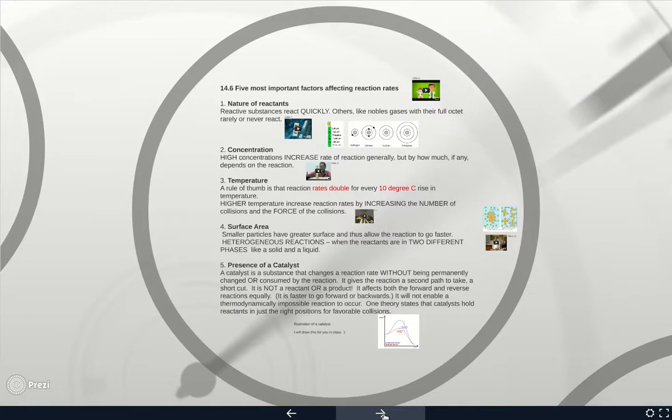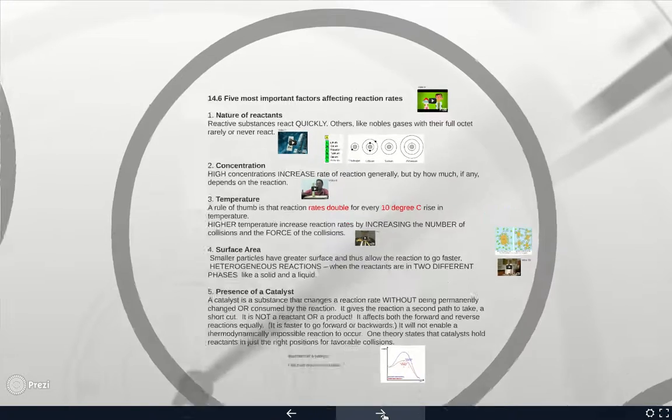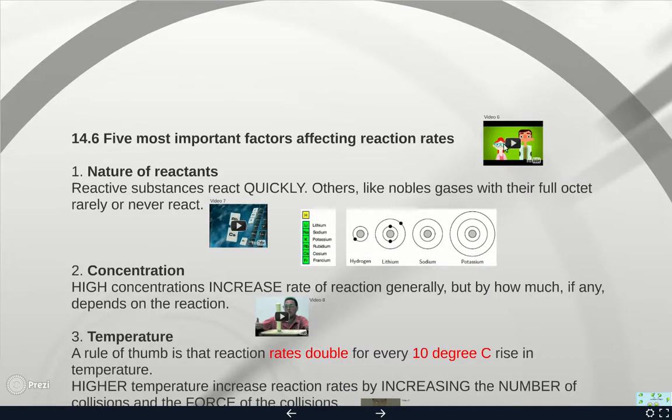All right, so here are the 5 most important factors in affecting reaction rates. I'm not going to watch this video in lab. We'll probably watch it together in another part. So, different ways to increase reaction rates.